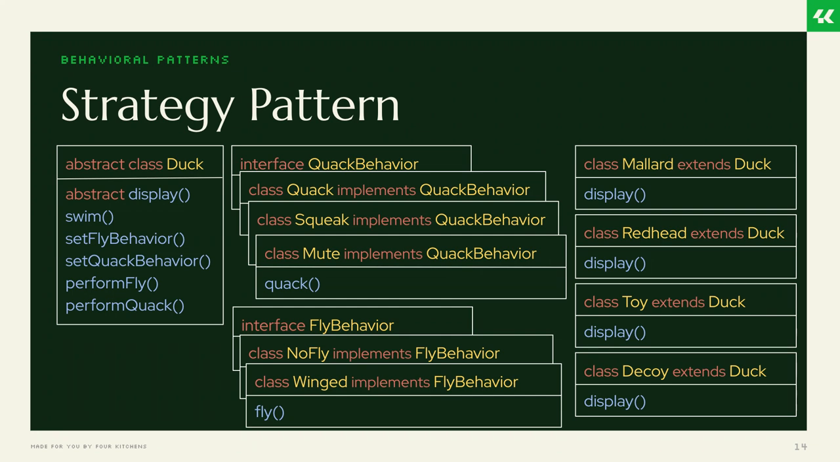Same with flying. I've created a fly interface, and right now I have two, no fly and winged flight. Maybe I put jetpack on there at some point. I can add an extra fly behavior, and anything that has to do with that behavior is in that one file in this middle column. I don't need to worry about changing the children. I'm not going to break them. The existing code's going to work. I don't need to change the parent. That would also be dangerous.